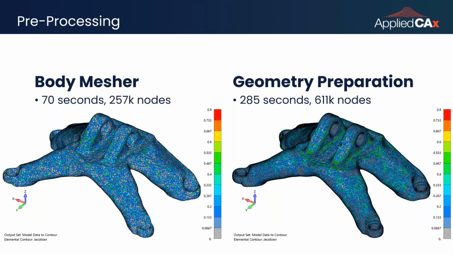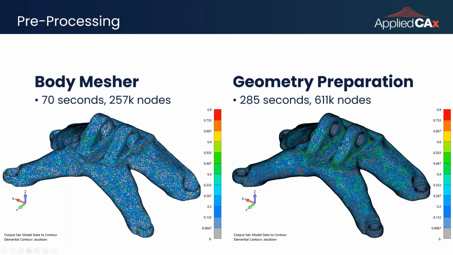Working with the same geometry, the same mesh size, same version of Femap, everything, this is the difference between the two. The body mesher took about a minute, and it came up with a model using about 250,000 nodes. That same technique, sizing, meshing approach using geometry preparation took about 4 minutes or so and ended up with a lot more nodes, over 600,000. That's because it has to follow the geometry much more strictly.